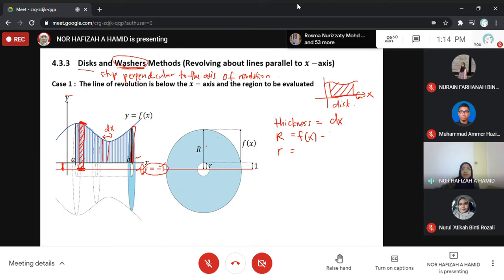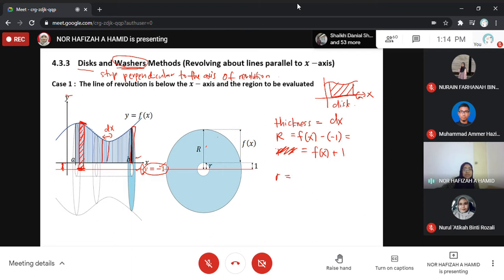So you need to minus with -1. So equal to fx plus 1. Okay, so ini for the outer radius. And next we need to determine the inner radius.